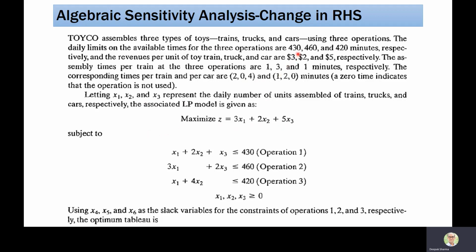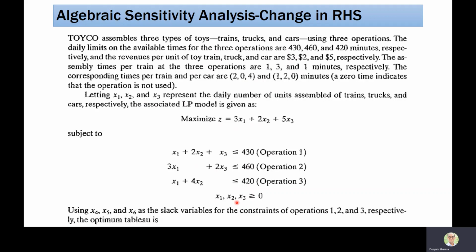as we remember, the limit on the operations, that is the available time, is given to us. So 430, 460, 420 are given, and one particular toy, say the train, is taking 1 minute, 3 minutes, and 1 minute on these three operations. So this is the way we are going to make our constraints. On operation 1, toy 1, toy 2, toy 3, how much time it is taking, and it is smaller than or equal to 430. Similarly operation 2 and similarly operation 3. All these variables should be non-negative.